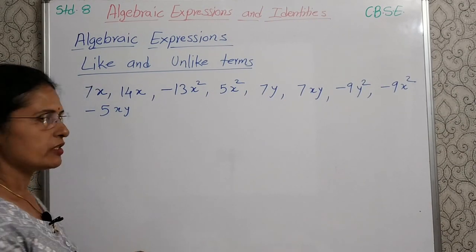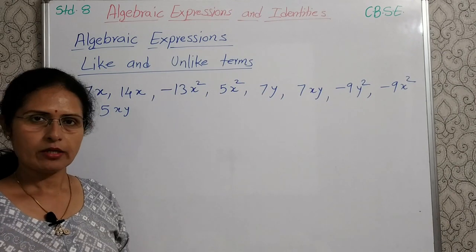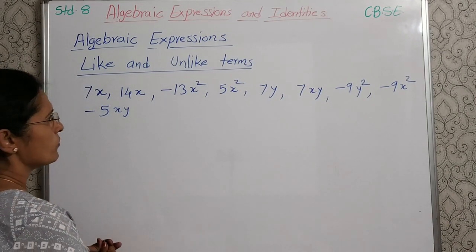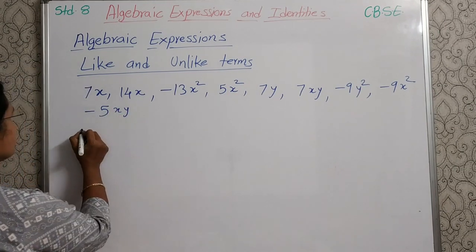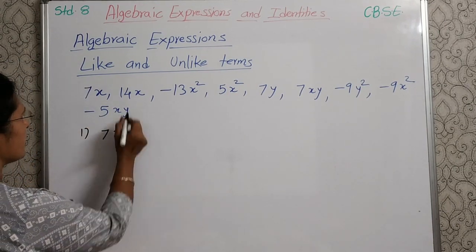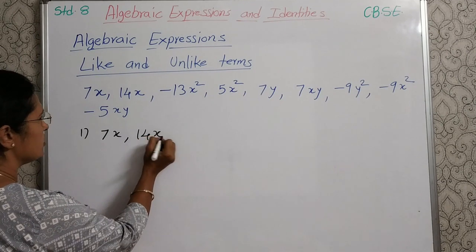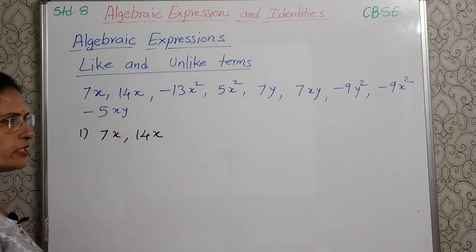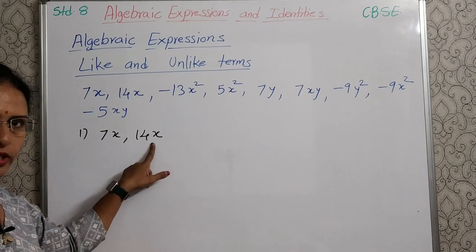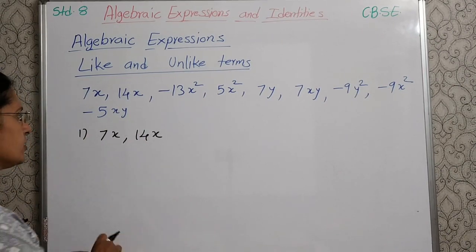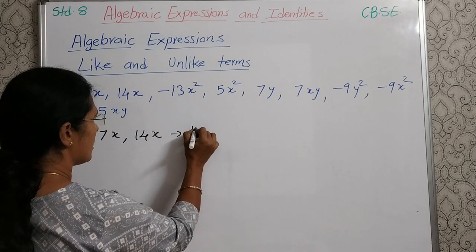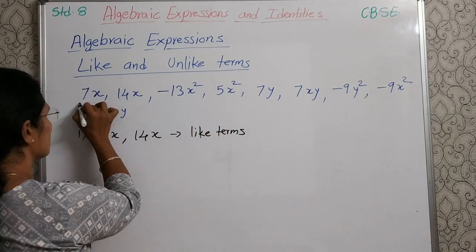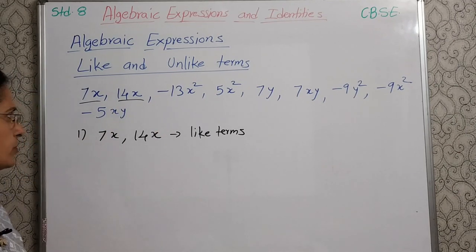Now first see what are like terms. The terms with the same variable with the same exponent are called like terms. So here the like terms are 7x and 14x, and no, that's all. So 7x and 14x are like terms.